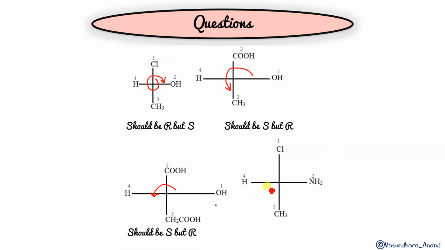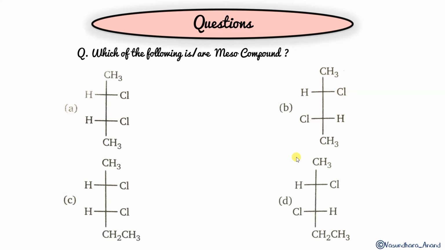Clear? In this case, 1, 2, 3. So clockwise should be R, but will be S because of H. Got it? I hope it is clear. Chaliye. Now a few more questions. Which of the following is our meso compound?